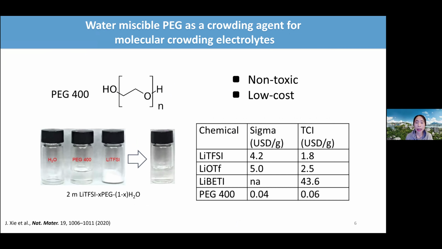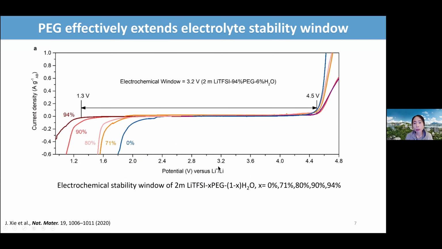So to start to test this idea, we started with the very common crowding agent in biology, polyethylene glycol. And this polymer you can actually mix with water in any ratio. So in this case, we use various water concentrations and various PEG concentrations to try to understand how the electrolyte property will change as we change the PEG content. And of course, as I mentioned earlier, these types of material are non-toxic and very low cost compared to the lithium salts.